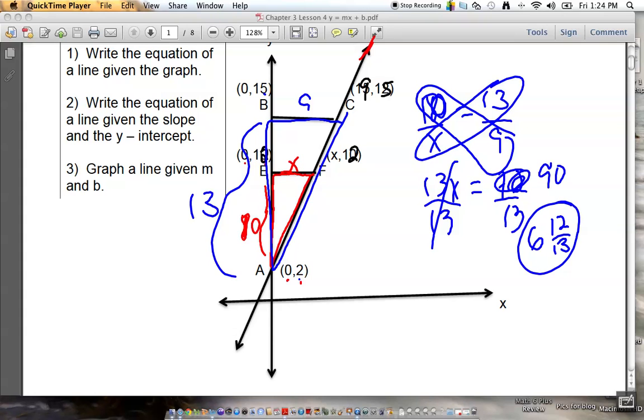Now, I'm not too worried about it. If you got to the point where you had 90 over 13, you're doing fantastic, okay? Usually they're going to work out to be whole numbers. If you had this on a state assessment test or a final exam, we would let you use a calculator to do the work with the fraction, okay? All right, are there any questions about that one?